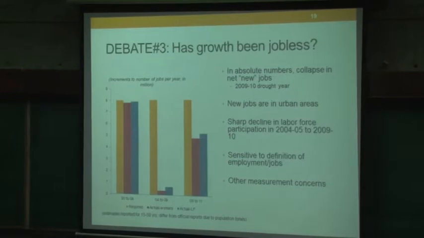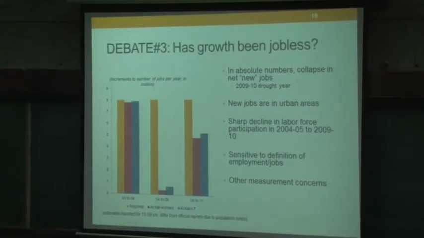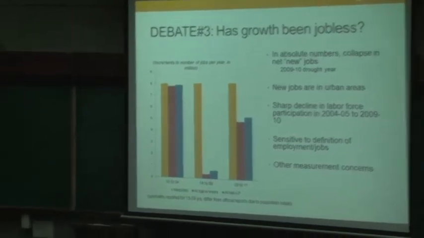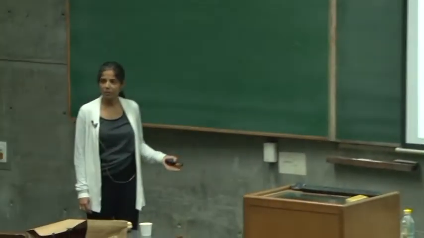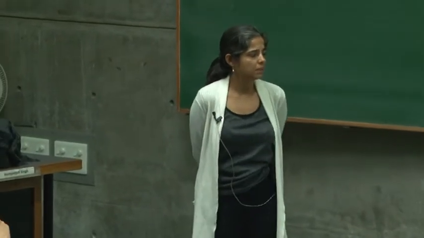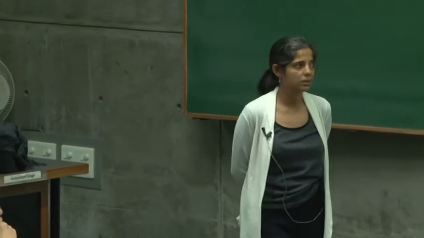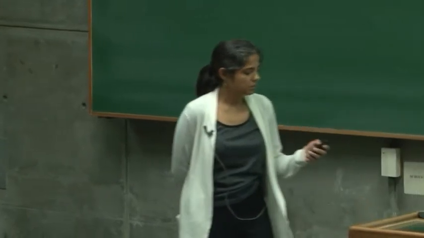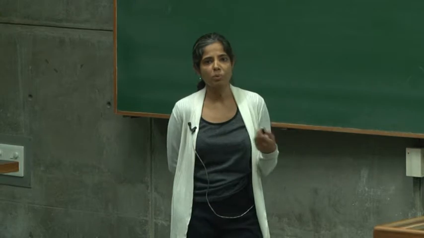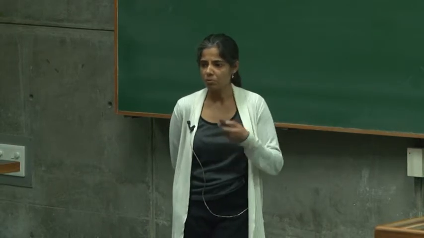About 8 million new jobs a year should be created. What actually happened between 2004 and 2009, you can see, is less than 1 million, and it does pick up in 2009 to 2011, but nowhere near what is needed. So the concern is, how can growth possibly be reducing poverty if people aren't getting jobs? What would be the channel?